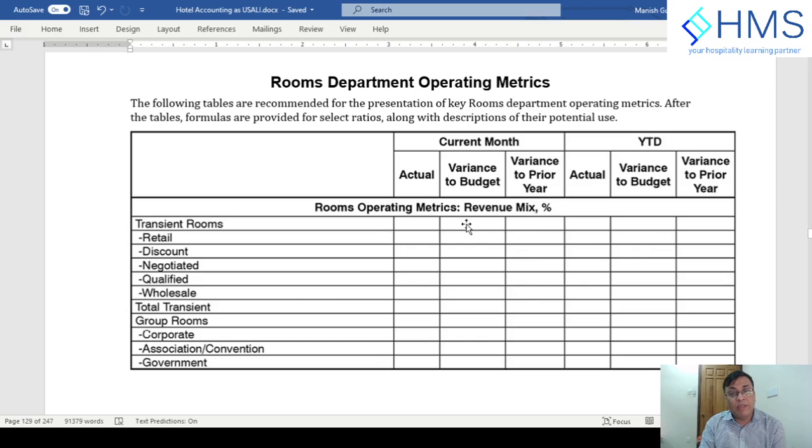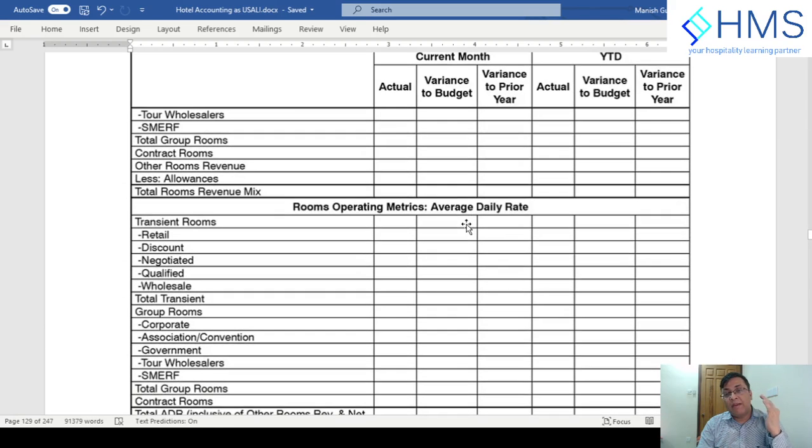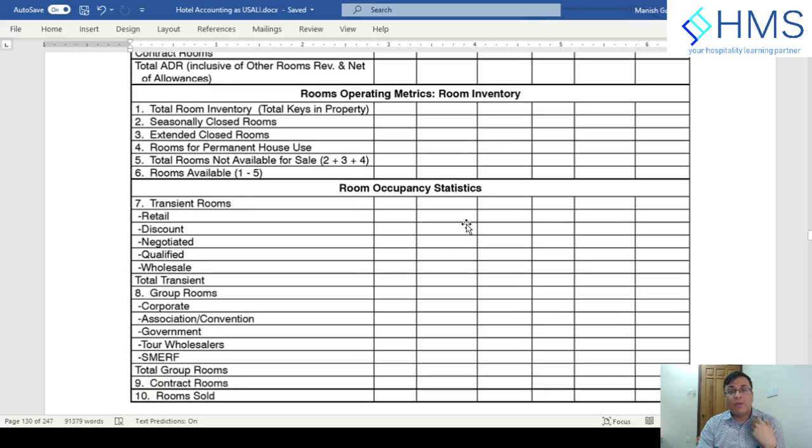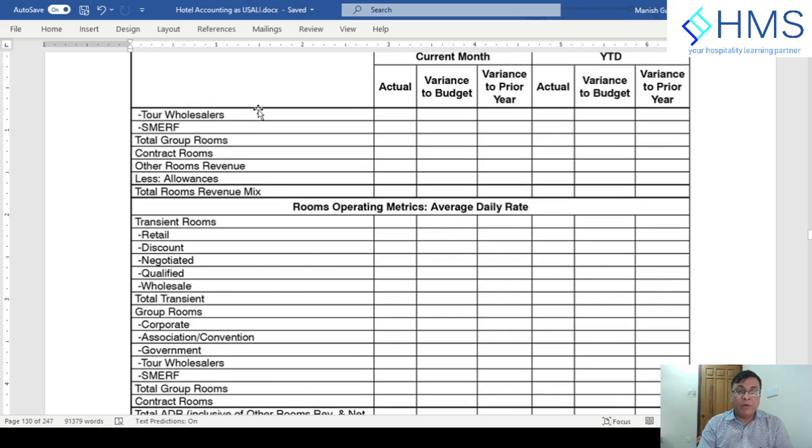One for revenue mix in terms of dollars. You can have it in terms of percentages of the dollars, in terms of daily ADRs, or in terms of the occupancy statistics for each subsegment. Here again, you will be looking at the contract room revenue, the other room revenue, and the allowances. For other room revenue, there is no average daily rate, because that's not required there, but it's there for the revenue mix. But you will have it for allowances.